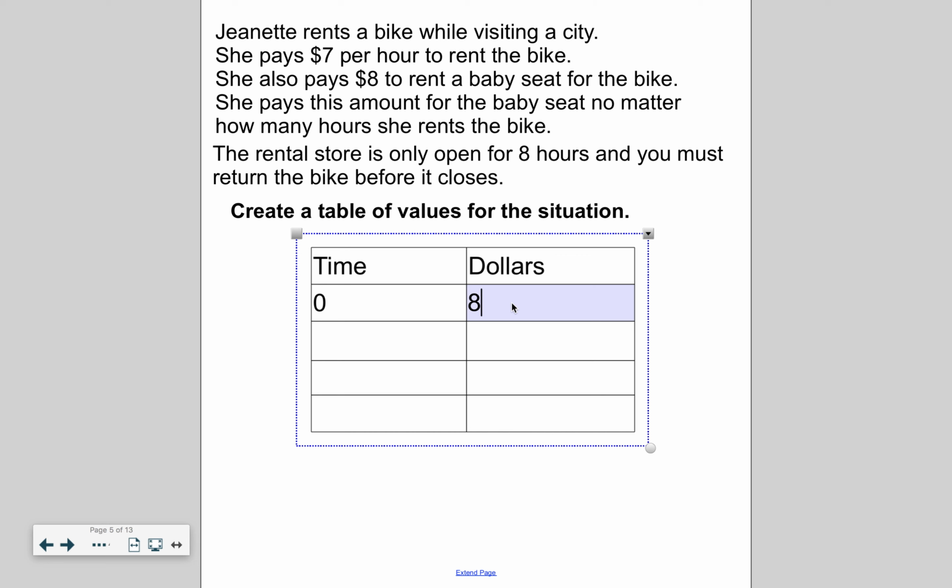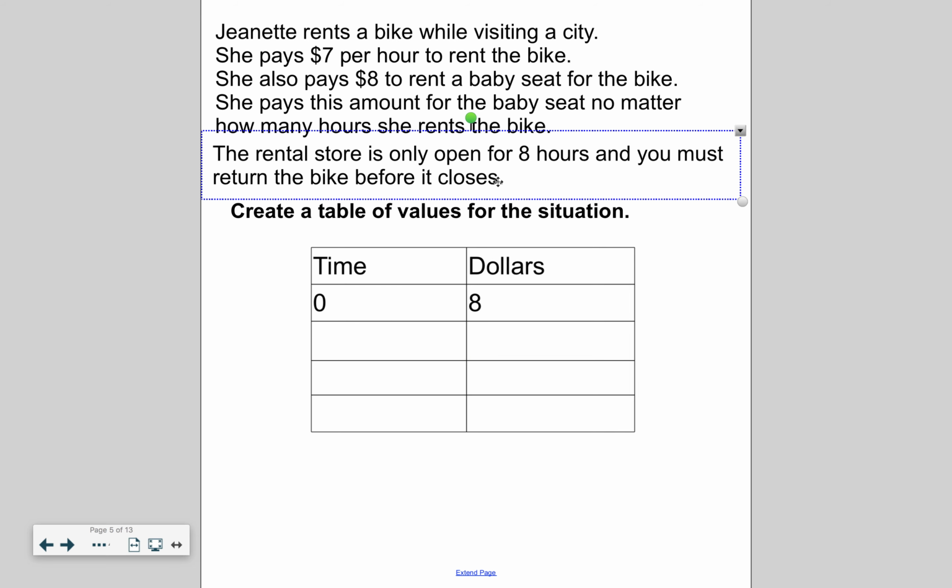So what I would like you to do is push pause on the video and put in your own values for time in dollars. Now, remember, read this sentence right here. The rental store is only open for 8 hours, so your time here is limited. You can't put any old number in here. You are limited, so think about that when you fill in your time column, and then decide how to calculate the dollar column. That means our time is our independent. We're controlling that. The dollars is dependent.